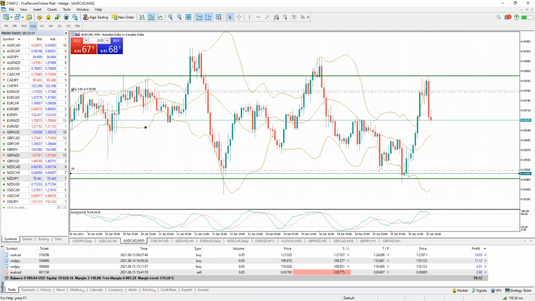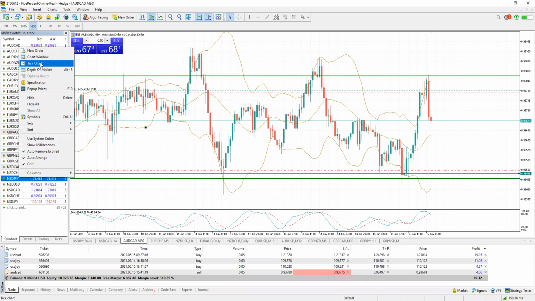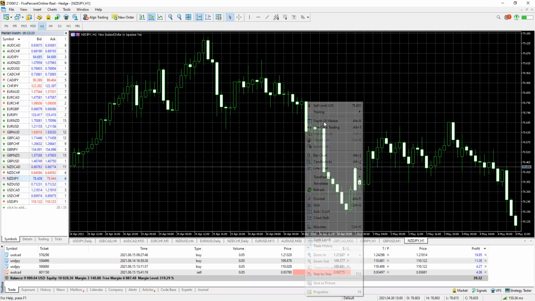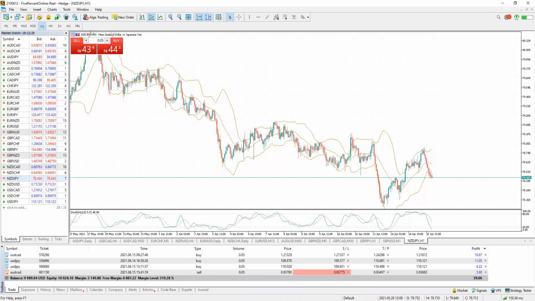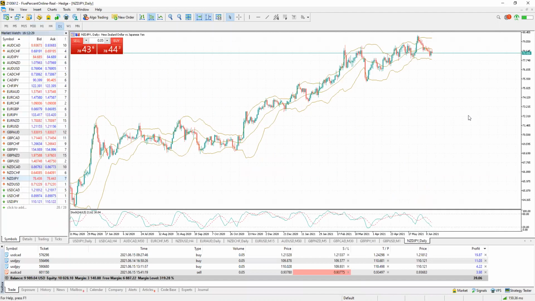Okay, let's go for the New Zealand yen pairs. Actually, Steve is asking for it. Oh, and it's still interesting. I think it's kind of the same.